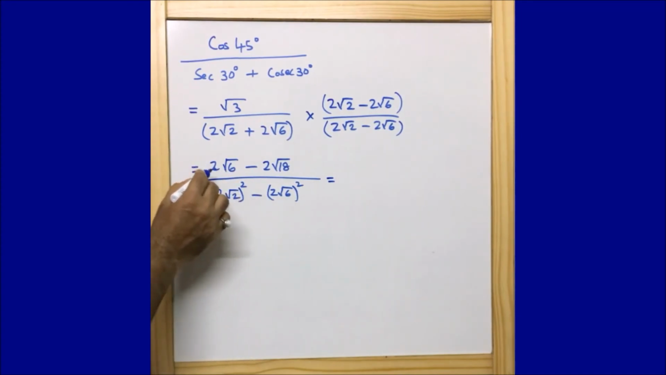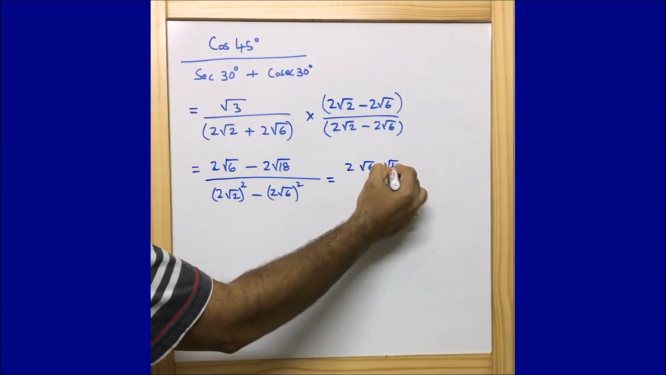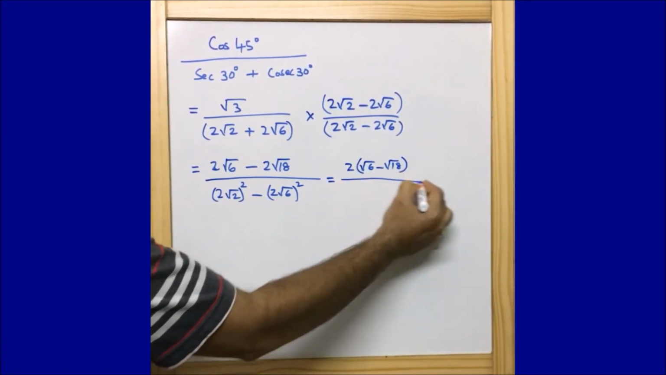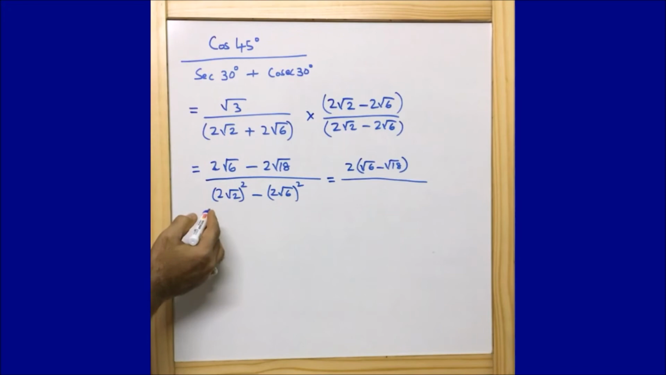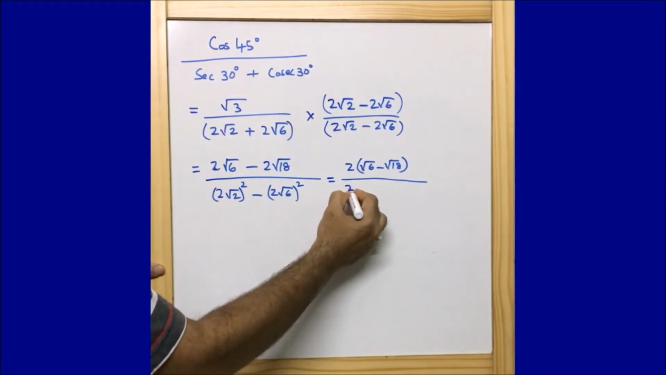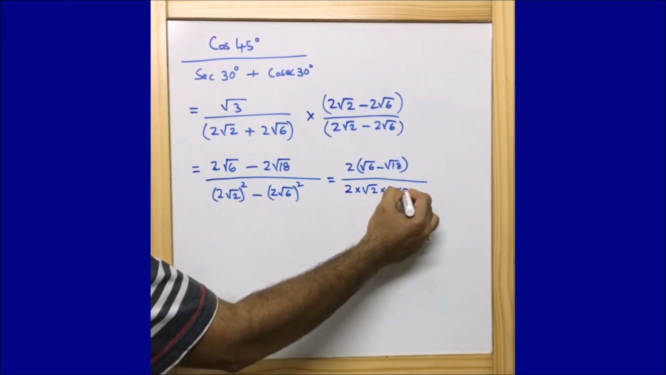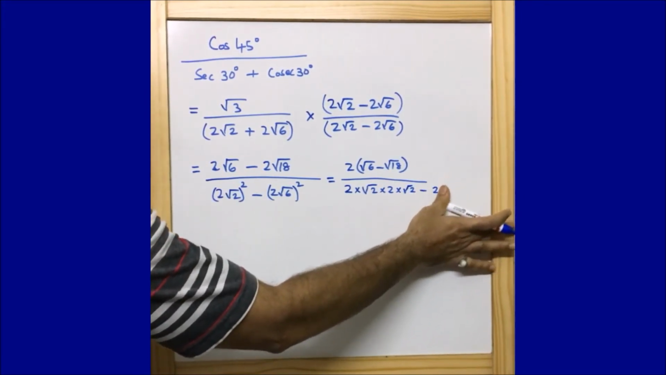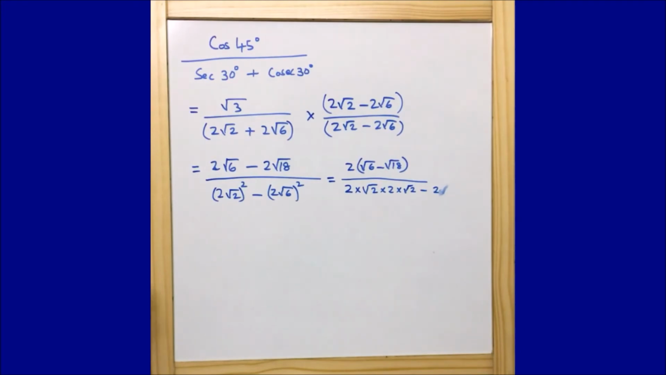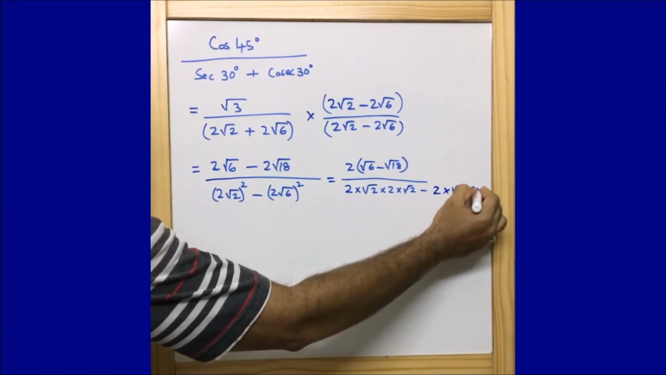Now in the above, I can take 2 as a common, and I can write 2 root 6 minus root 18 in the numerator part. And in the denominator, here you could see that (2 root 2) square, so 2 into root 2 into 2 into root 2. Similarly, minus (2 root 6) square, we can get 2 into root 6 into 2 into root 6.